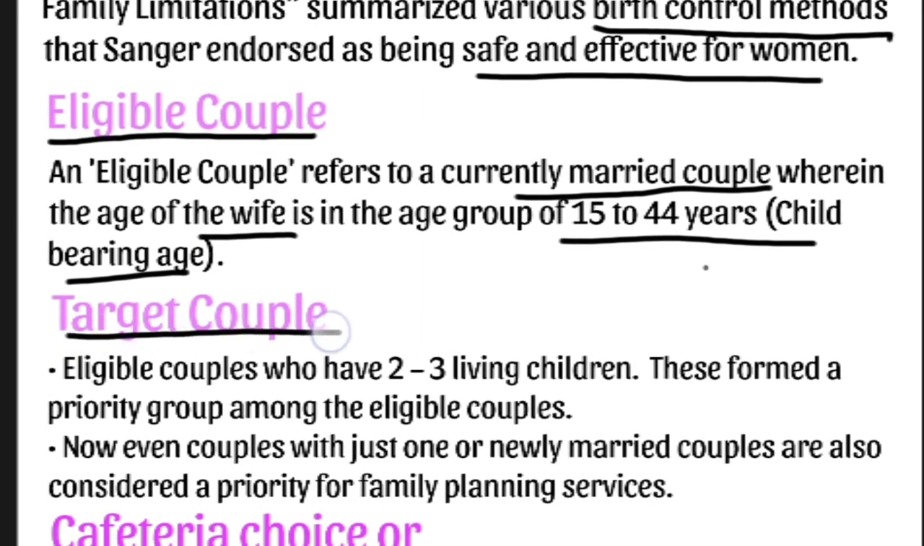Next, target couple. What is target couple? First of all, for which couple we can advise about the family planning method. You can't just advise a school going girl about the family planning method. You have to see which kind of couple to be advised. Like the couple who has 2 or 3 children already, and for those couples you can advise about the family planning method to limit the number of children. But you know what, nowadays if the couple has one child, or even a newly married couple, is also being advised about the family planning service.